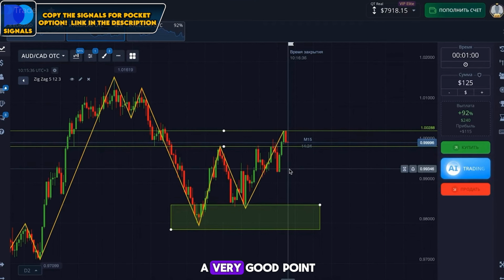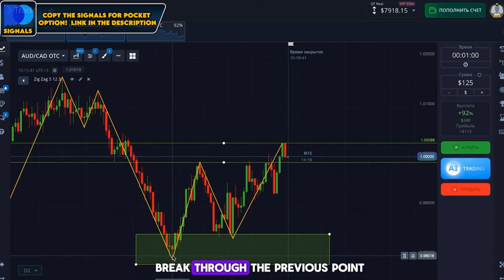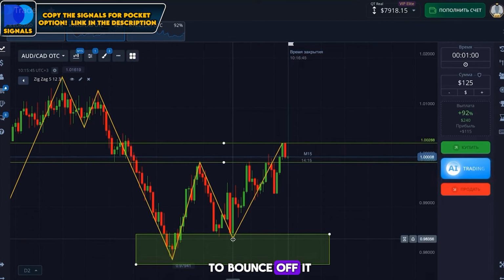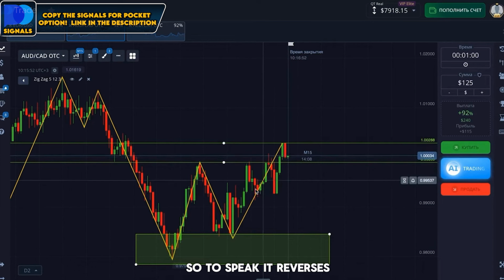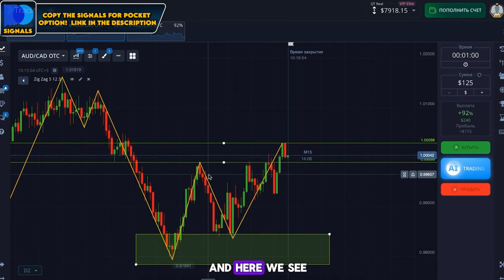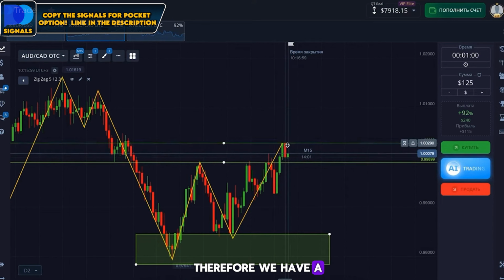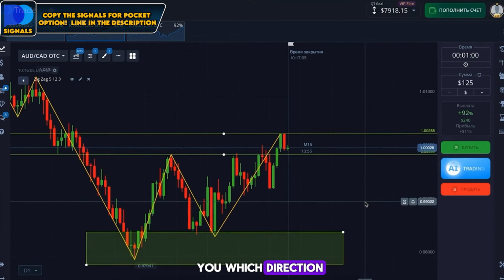But a very good point that we see here is that this point, of course, could not break through the previous point. Because of this, we will be able to bounce off it well as well, because here we already understand that the price compensates itself. So to speak, it reverses. And here we see that this horizontal line remains below this line. Therefore, we have a very good trend for us here. So we can calmly open in one direction or another. And I will show you which direction now.